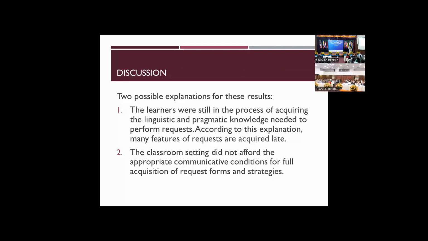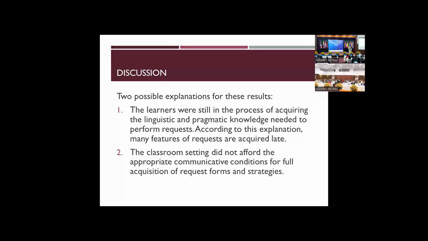So, conclusion, after 2 years, these students had not really developed much pragmatic competence, very limited. The explanation is that the learners were still in the process of acquiring the pragmalinguistic knowledge that they needed in order to perform requests.